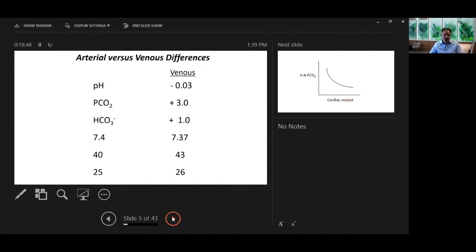There are also arterial venous differences. Remember that many times you can just do venous blood gases and they're perfectly fine. But remember, the normal values are a little bit different. The pH is a little bit lower in the venous blood by 0.03. The PCO2 is a bit higher. Bicarbonate's a little bit higher. So the typical values in venous blood are 7.37, 43, and 26 in a male. And that becomes your new norm that you start with before you look at acid-base disorders. Next slide.